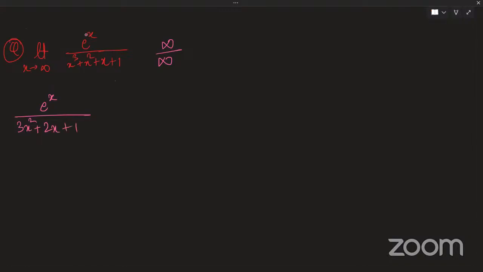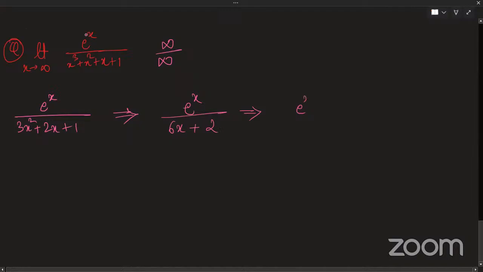So again, which form do we land in? Infinity by infinity. So I guess we should go for differentiation again, right? e raised to x will remain e raised to x only. The denominator becomes 6x plus 2. Which form is this again? Infinity by infinity. We should do it again. So you are left with e raised to x by 6. Tell me, is this an indeterminate form? No, sir.